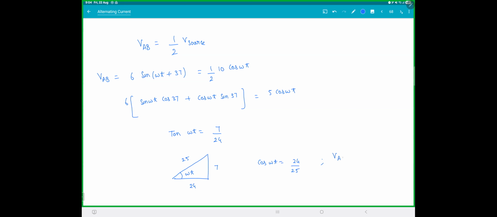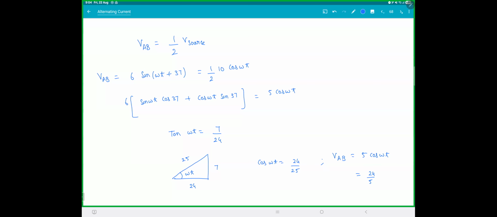So VAB will be pi cos omega t, which gives 24 by 5. That means the voltage of the source is how much? 48 by 5. So that's around 9.6 volts. So when the source voltage is 9.6, then the potential difference across AB is 4.8. So it doesn't happen at every voltage. For different voltages, VAB will be something else.